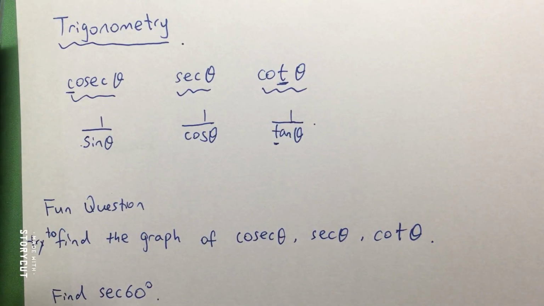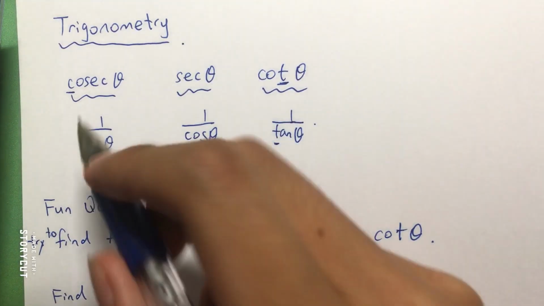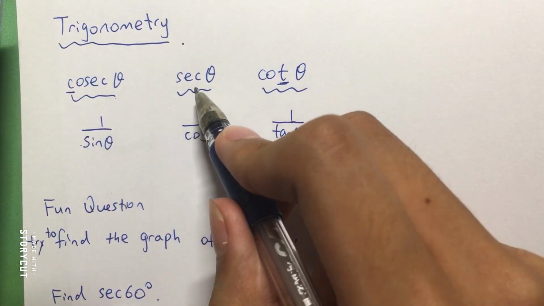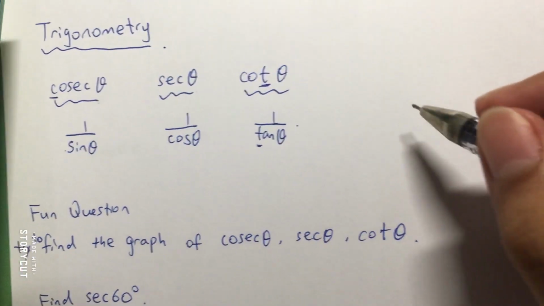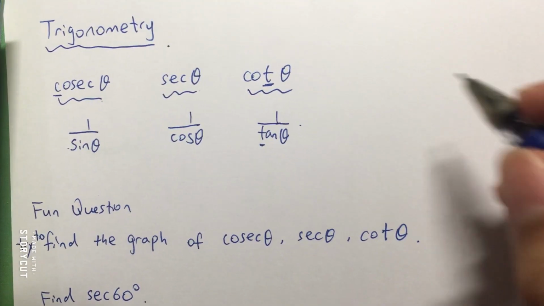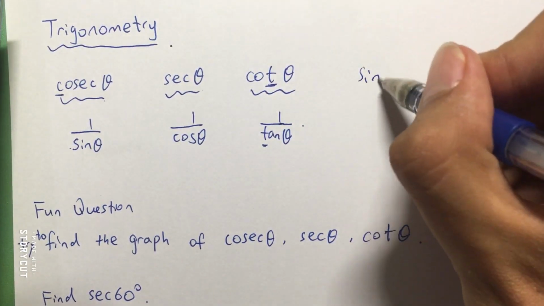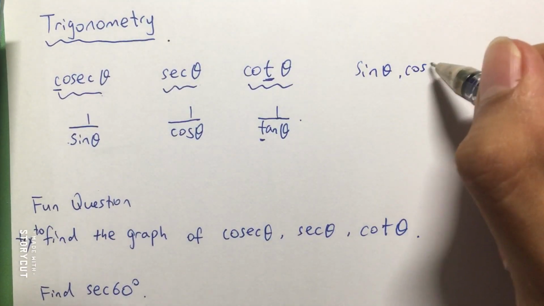Hello everyone. So today I'm going to introduce the trigonometry section. Today it's just recapping all the questions we met in AS level, but with three new things only, which is cosecant theta, secant theta, and cotan theta. I know in AS level we have already done sine theta, cosine theta, and tangent theta.